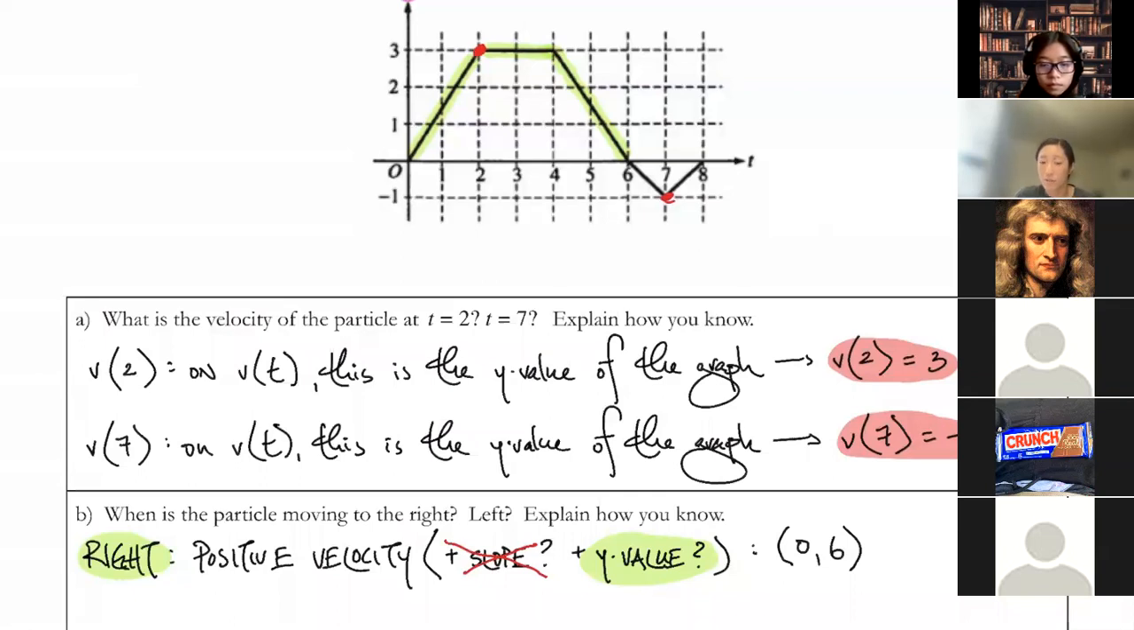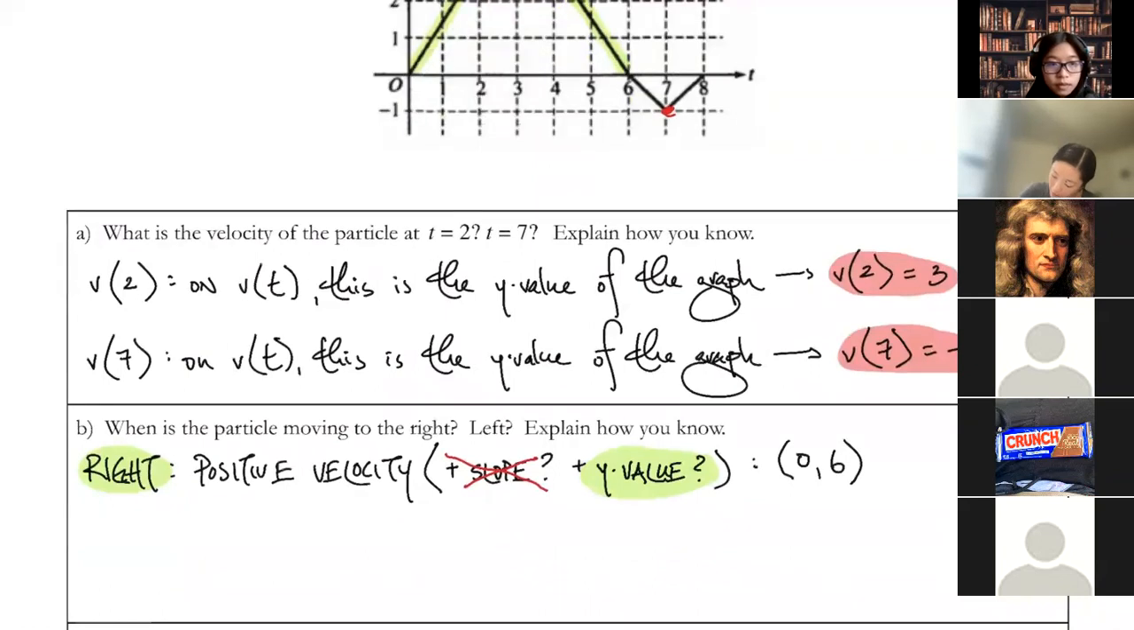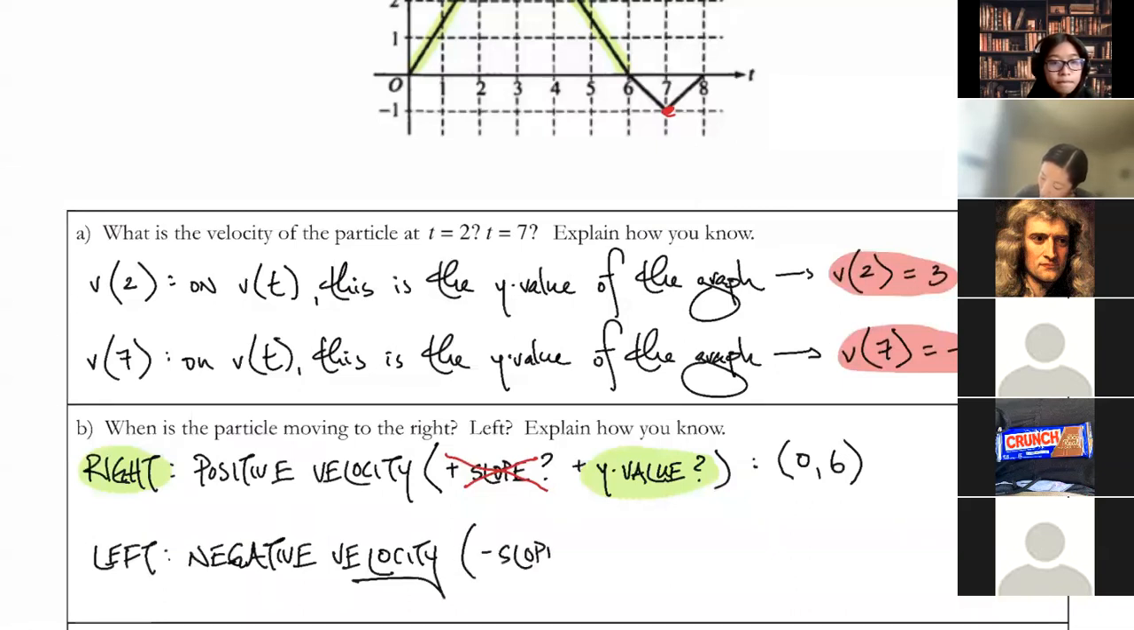Your explanation could be very similar to what you said up here, that velocity is the y values. So positive velocity means positive y values. Okay. We can grab our similar statement from above, that left means negative velocity. We're not looking for negative slope.